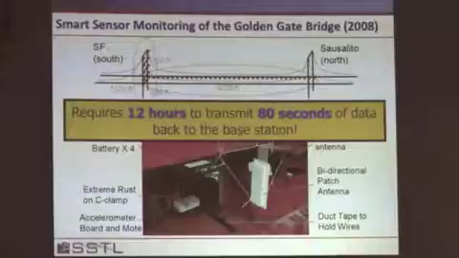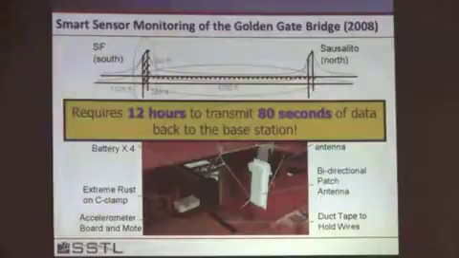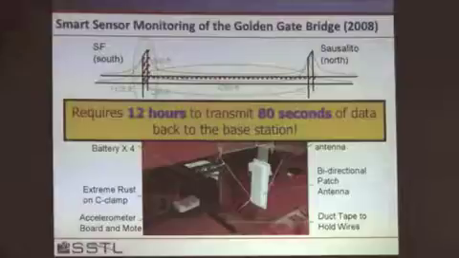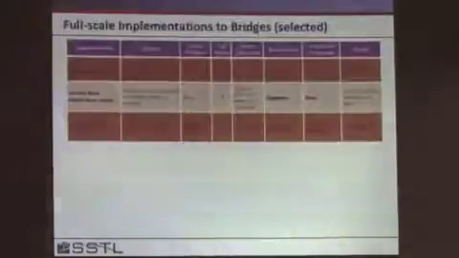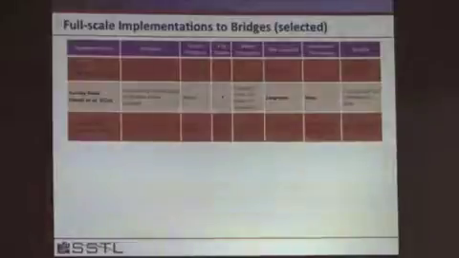You have to look at what their capabilities are, and what I would advocate, as I'll show you, is that you have to use in-network processing to try and understand what data is important and what data is not important. If data is not important, you don't have to send it back to the base station. You don't have to send it back to the bridge owner. Now, there have been a number of other more recent efforts.